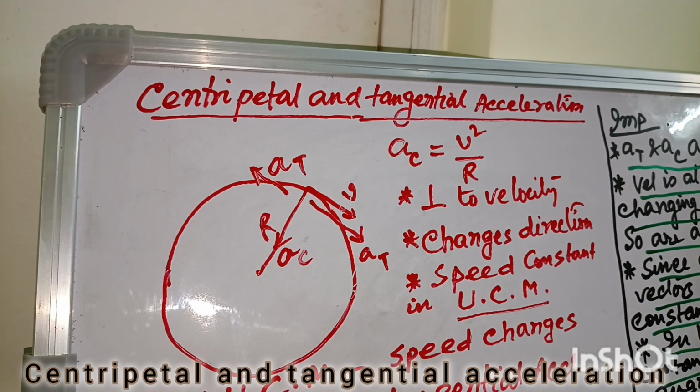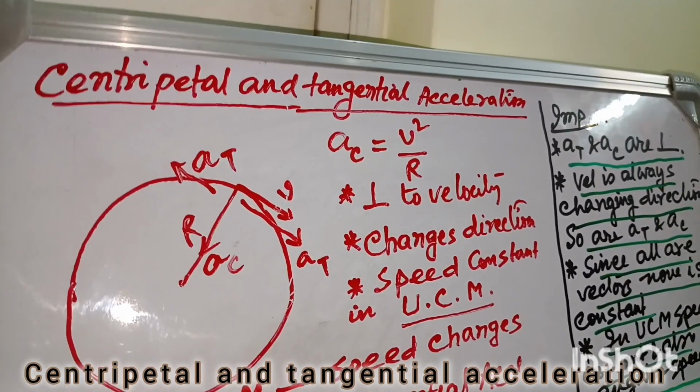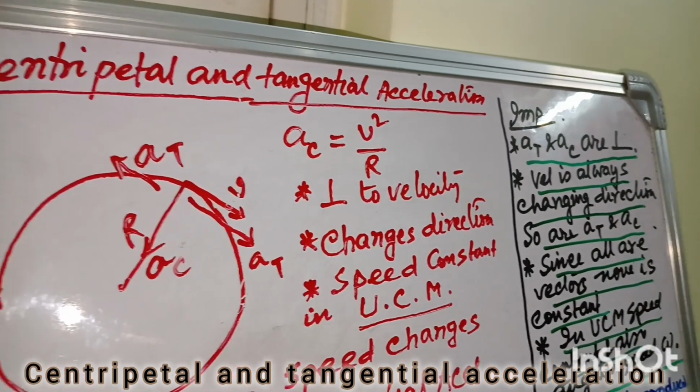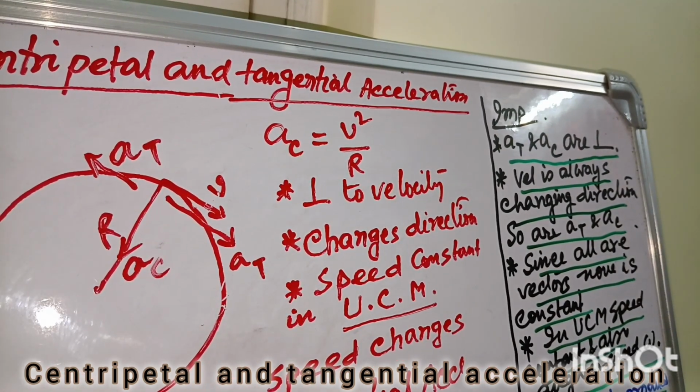Now, we know that in uniform circular motion, there is a centripetal acceleration, and the value of the centripetal acceleration is v square by r, where r is the radius of the circle. Now this, I have told, is perpendicular to velocity. It changes the direction only and speed remains constant.